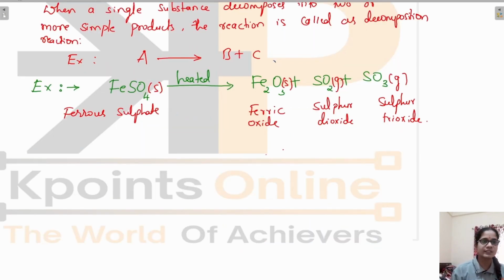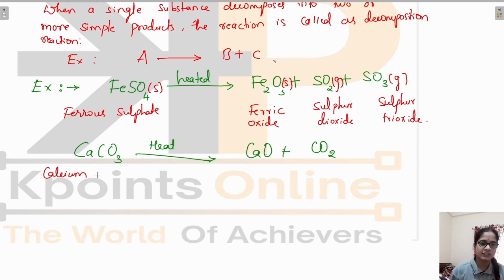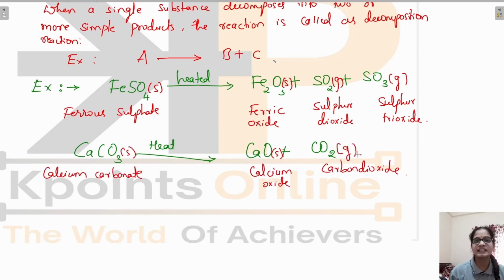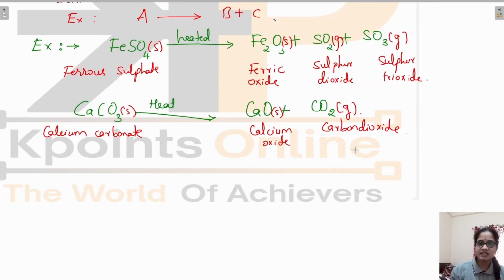We can also write another example. When calcium carbonate is heated, we get calcium oxide plus carbon dioxide. Okay, calcium carbonate, calcium oxide, carbon dioxide. In this way decomposition reactions occur. Here you are seeing, in order to carry out the decomposition reaction, we are supplying heat, which means we are supplying energy.